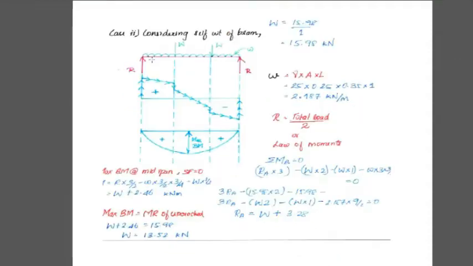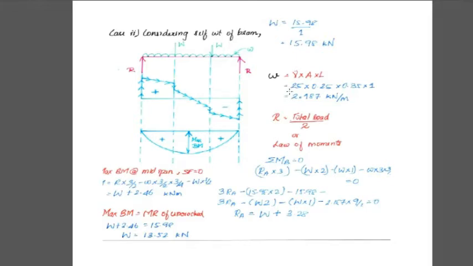Next, the second case, considering the self weight of the beam. So here, not only the two point loads, along with that, we are considering the self weight. For finding the self weight value, we know that the density of the concrete into area into L is the formula for finding the self weight of the beam.